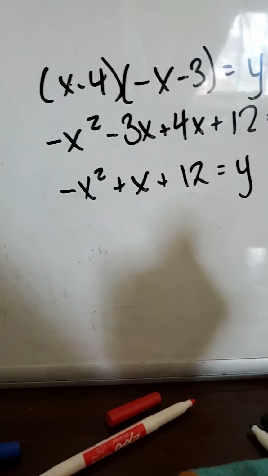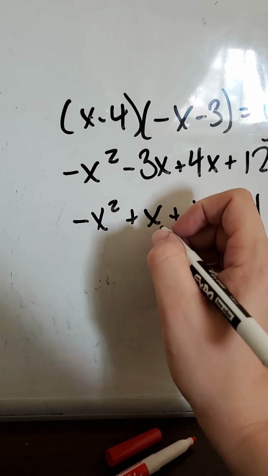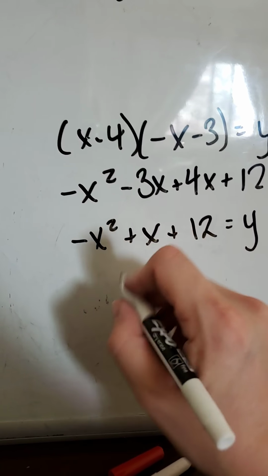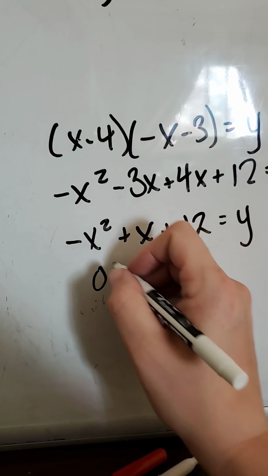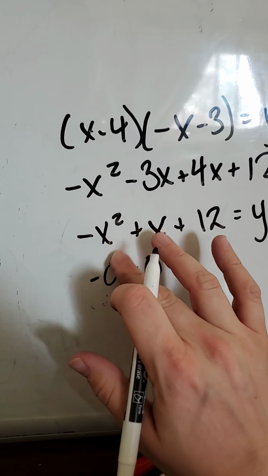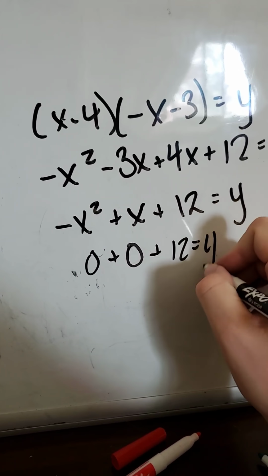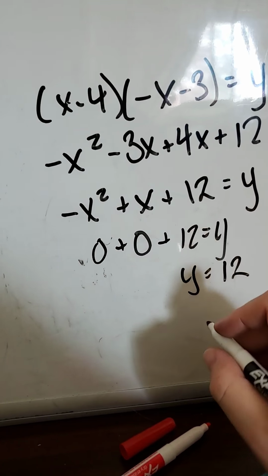All right, and the y-intercept comes from where x equals 0. So I'm going to plug in 0 for x, right? So that's negative 0 squared, or just 0. 0 plus 0 plus 12 equals y. So y must be 12 when x equals 0.